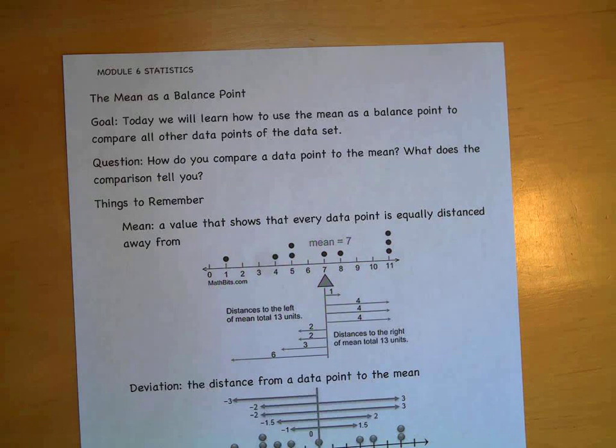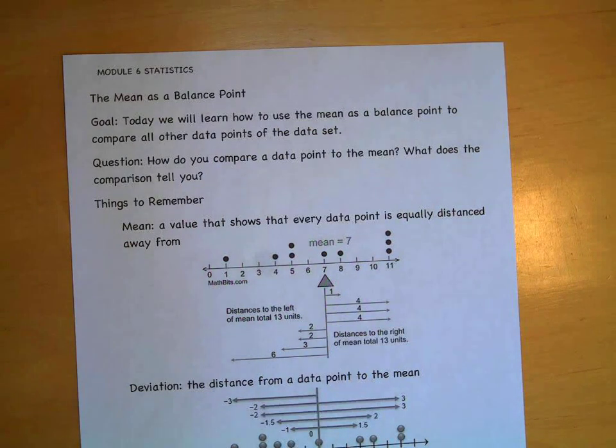Our goal for this lesson is that today we will learn how to use the mean as a balance point to compare all other data points of the data set. So figuring out the mean is really important. The mean, if you remember from yesterday's lesson, is the fair share. What is the amount that all of the data point holders share? That's the mean. That's the average amount.